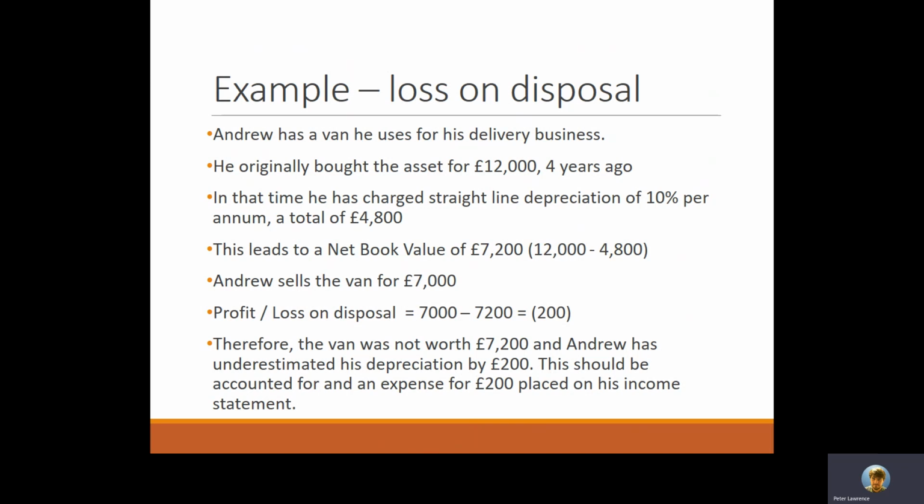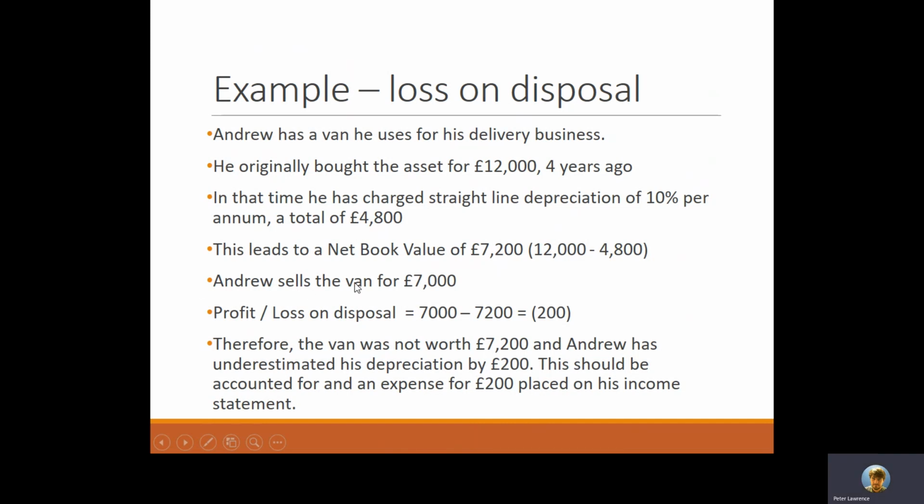Let's look at an example. Here we've got a loss on disposal. Andrew's got a van. He bought it 4 years ago for £12,000. He's charged 10% straight line for the past 4 years. So he's got a provision of £4,800 worth of depreciation. That means he's got a net book value of £7,200, the original cost minus all of the depreciation so far. So we think the asset is worth £7,200.